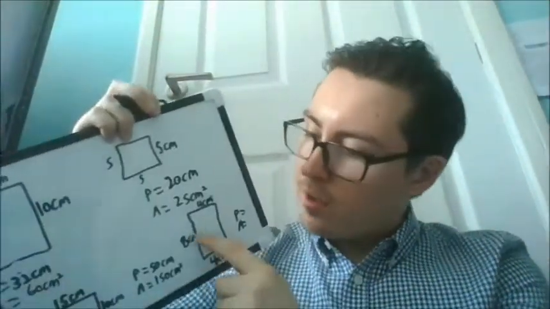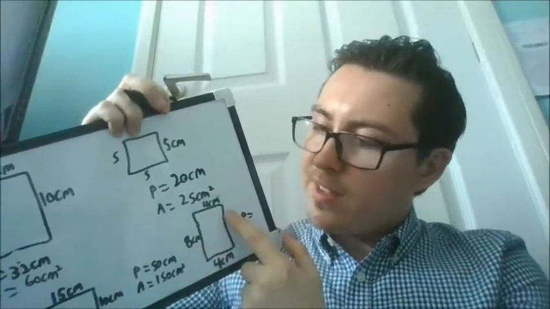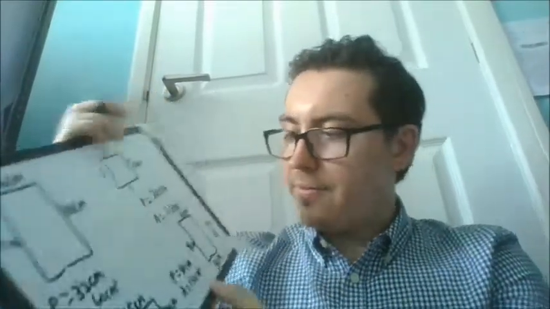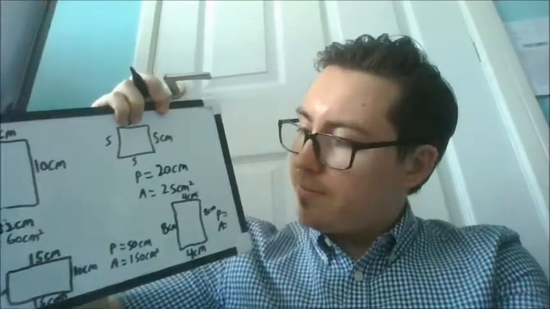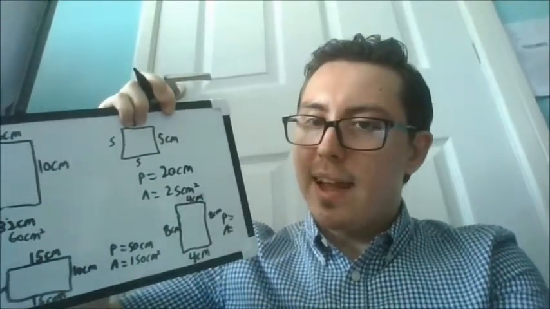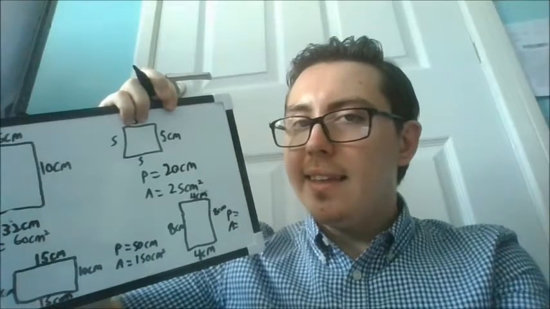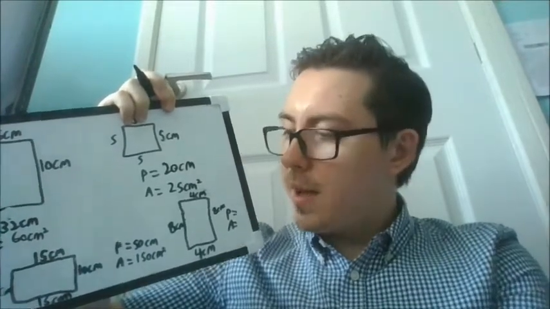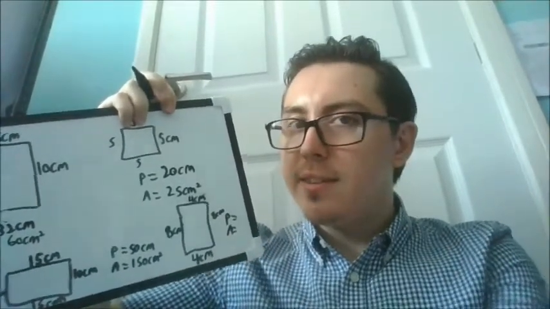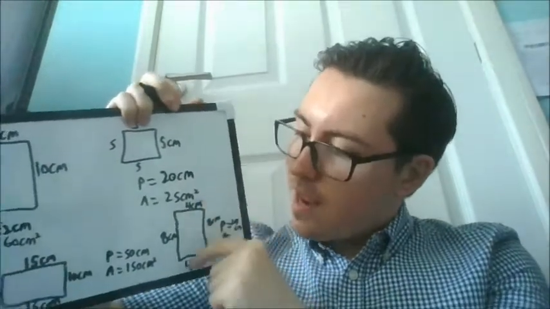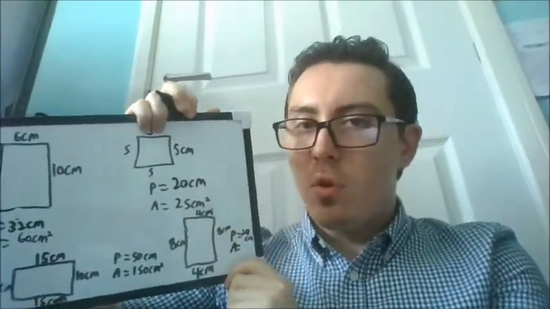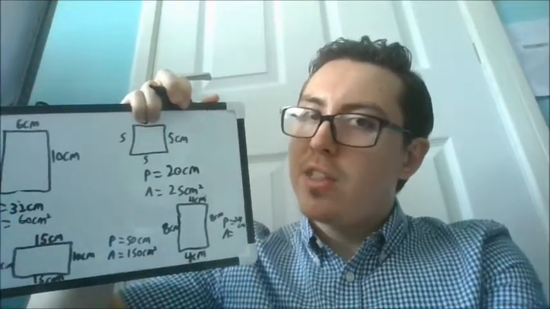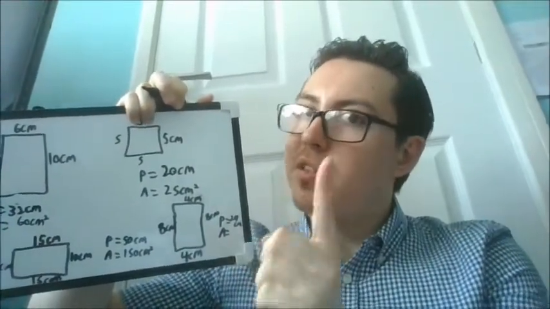Our width is 4, and the opposite sides of the length are 8. So let's work out the perimeter. 8 add 8 is 16. 4 add 4 is 8. 16 add 8 is 24. Our perimeter is 24 centimeters, and for our area, length is 8, width is 4, 8 times 4, or 4 times 8 if you prefer, is 32 centimeters squared.